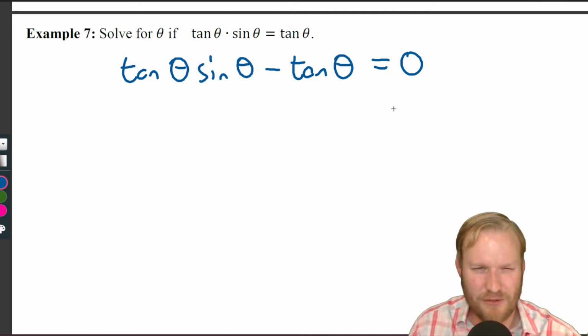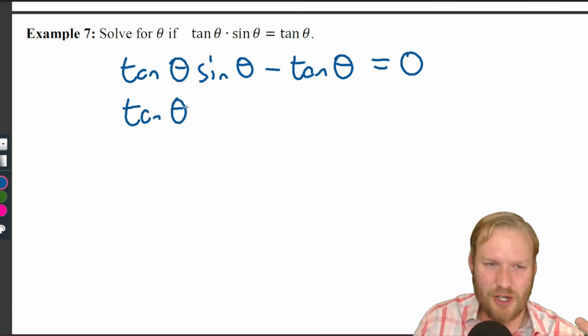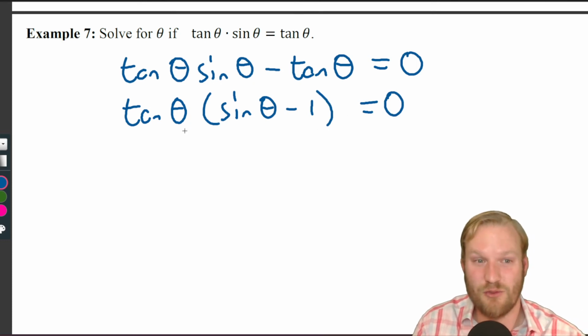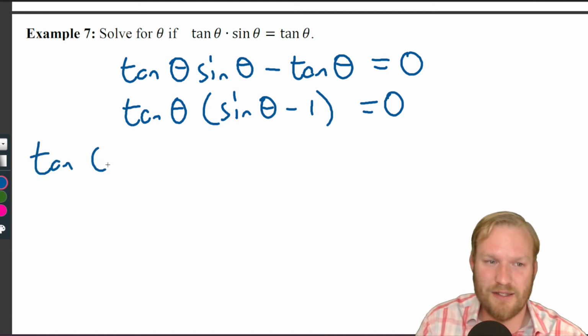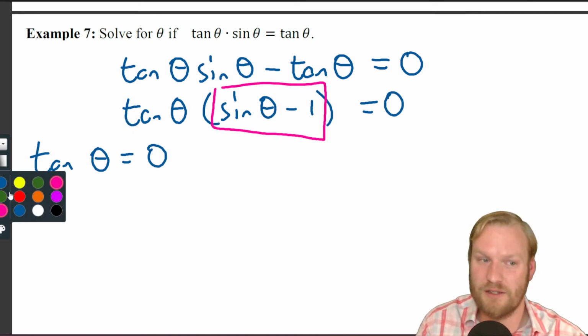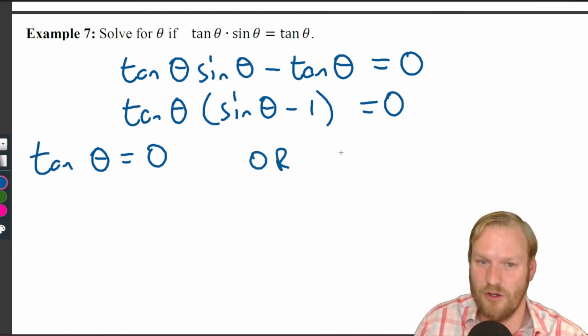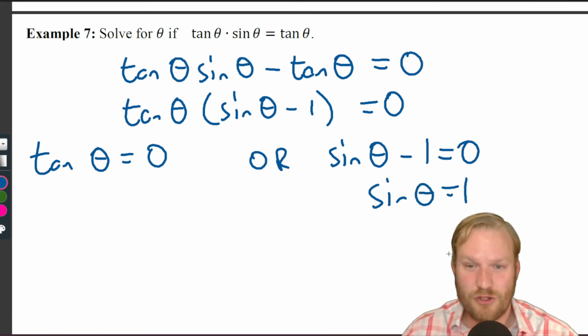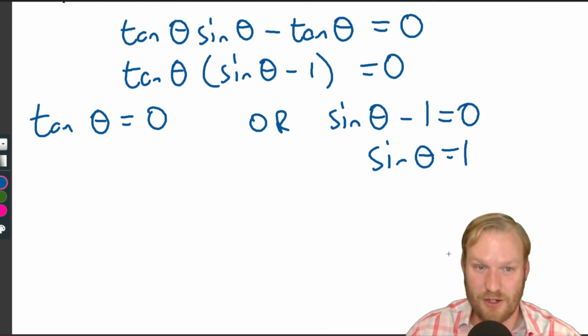Now, something just jumps out for you to do, and I think we did these in some of our questions previously, and that is there's a common factor here of tan theta. So if we take it out, we're left with tan theta times (sine theta minus 1) equals 0. And now we can clearly see these solutions because either tan theta is 0, because 0 times anything is 0, or the brackets are 0. So sine theta minus 1 equals 0, so sine theta equals 1. So we've got two different solutions now.